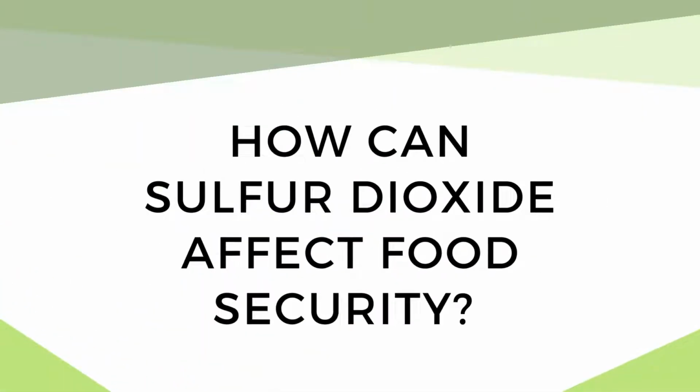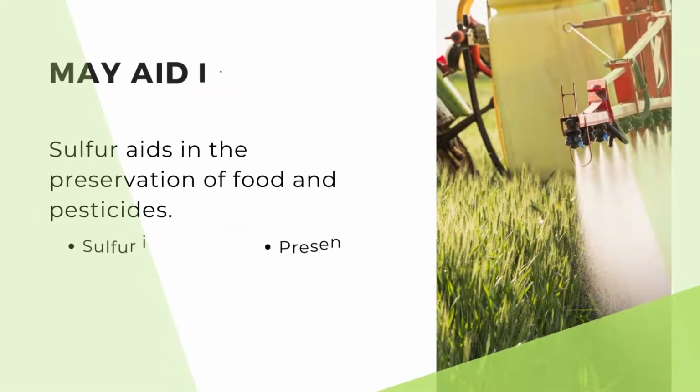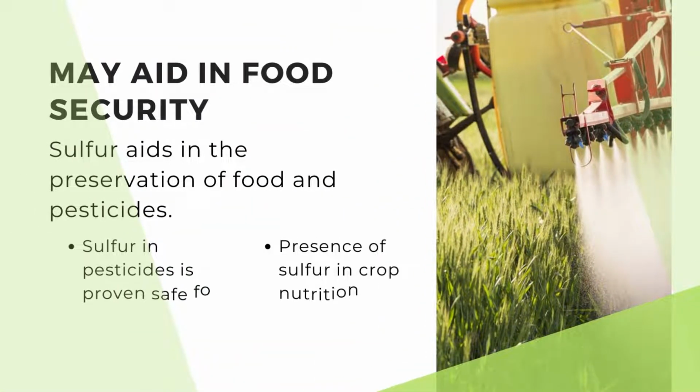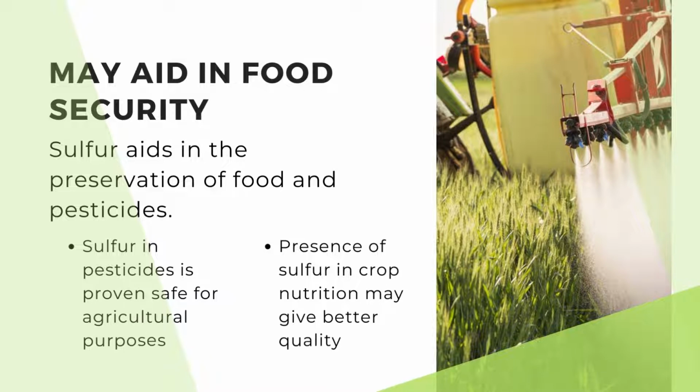While sulfur affects biodiversity and water quality in a negative manner, it could surprisingly aid in preservation of food and pesticides. Sulfur has been used as an ingredient in pesticides since the 1920s. The said substance is proven to be safe for the environment for agricultural purposes given that it is used according to the approved label. In addition, the presence of sulfur in the crop's nutrition may change the grain quality for the better. How can SO2 affect human health?